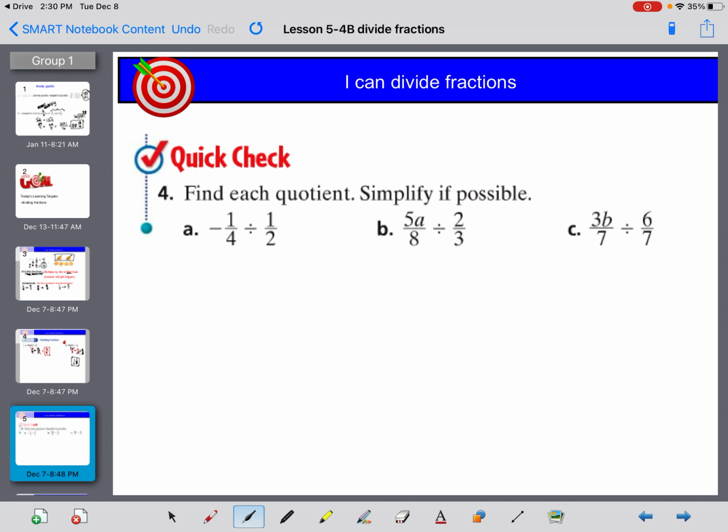All right, let's try to give this a quick try on your own. Try these 3, and then come on back when you're ready to compare your answers to mine. You're finding the quotient. Remember that quotient means divide.